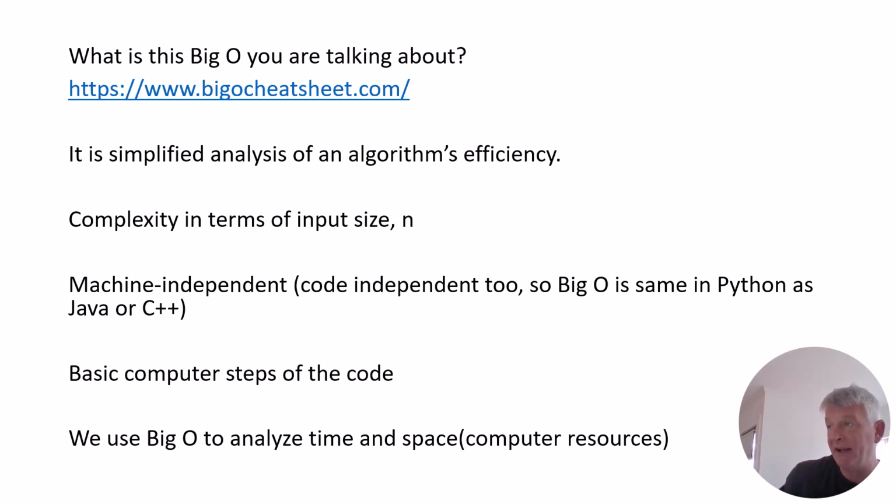This is a simplified analysis of algorithmic efficiency. So when you develop an algorithm, your algorithm is only as good as it is efficient. So if your algorithm is inefficient, it's not a good algorithm. This is a way to calculate algorithm efficiency. We identify the efficiency in big O, and this expresses complexity in terms of input size, n. So n is going to be the amount of input.